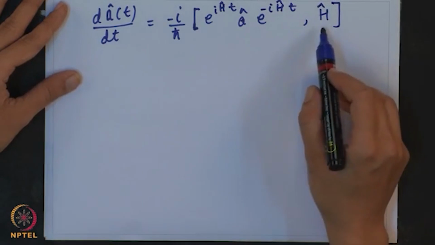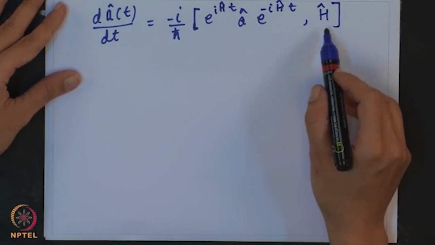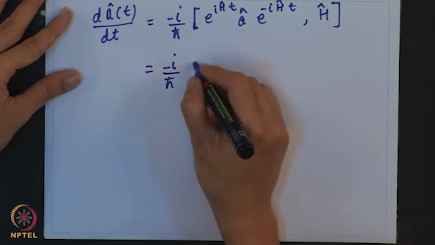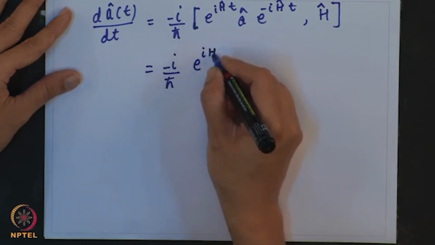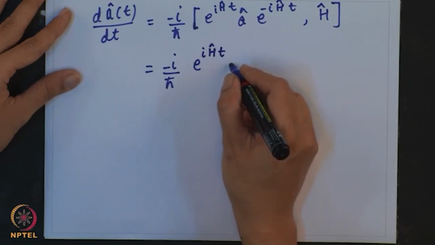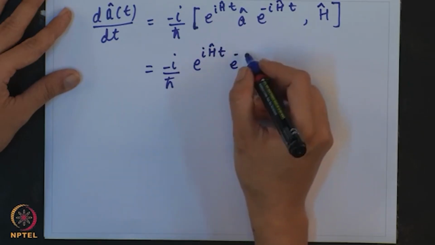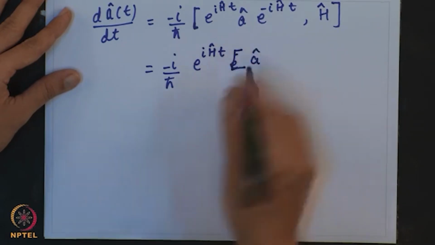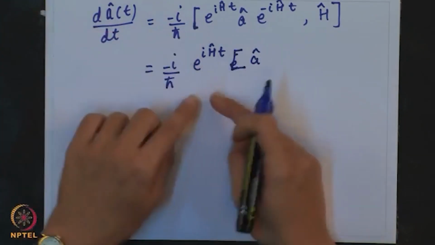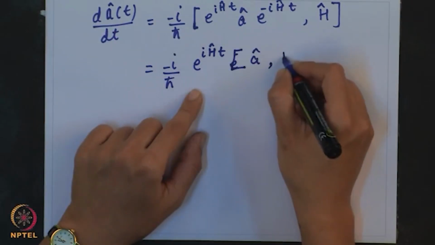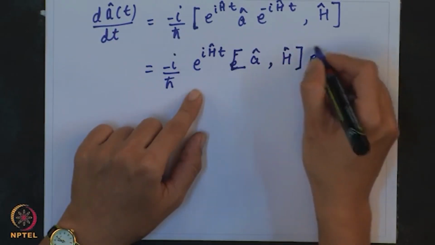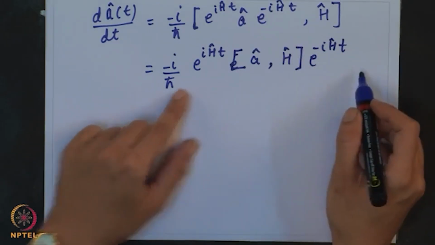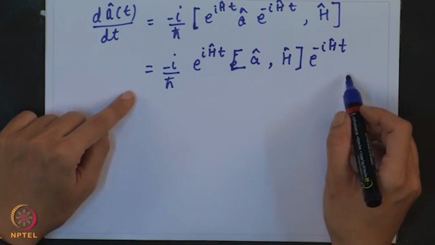Now, we have assumed that the Hamiltonian is time invariant. So, we can very easily write this as e raised to iHt, e raised to minus, sorry, because this is the operator on the left. So, this will come here, H, e raised to minus iHt. So, this term we have got.